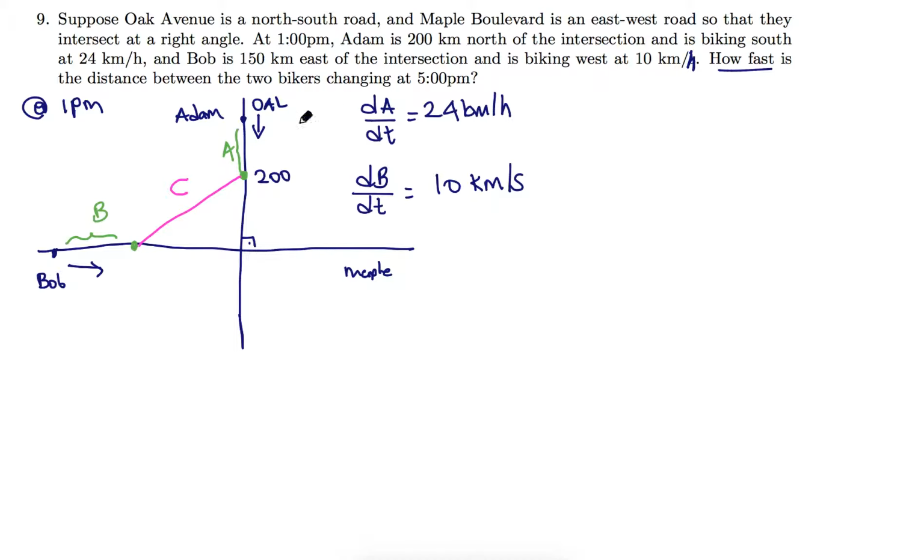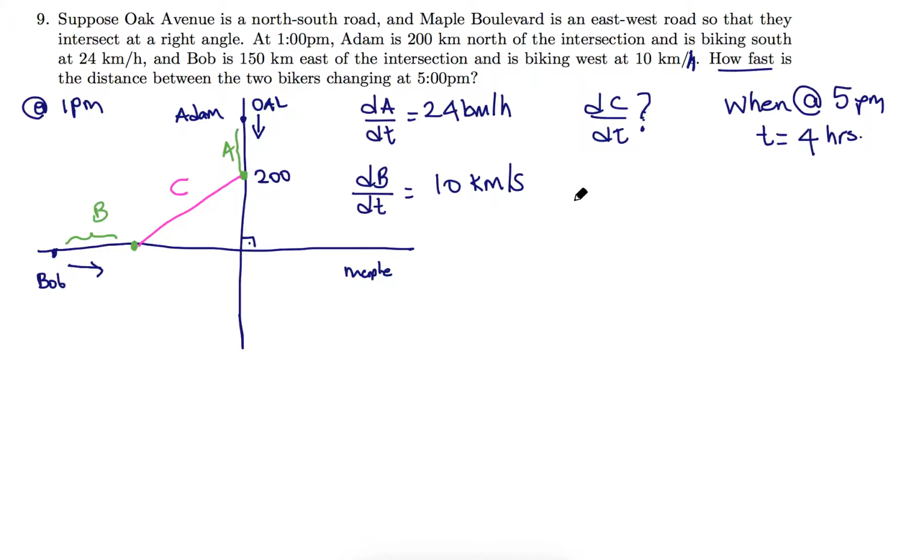So we're looking for how fast the distance between the two bikers is changing. So we're looking for dC over dt. And let's remind ourselves, this is a question mark. We're looking for this at 5 p.m. So they started traveling at 1 p.m. Now we're looking at 5 p.m. So the time is 4 hours, right?